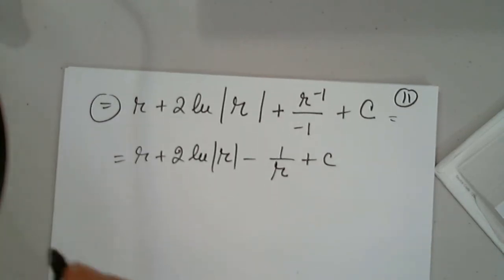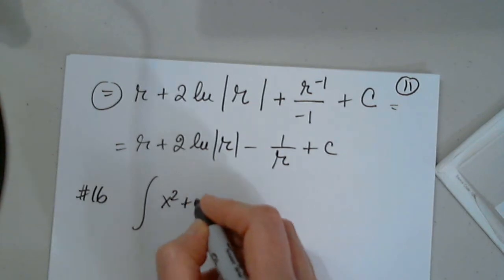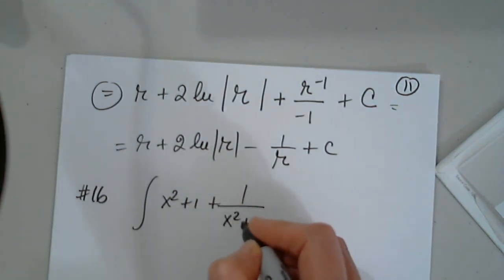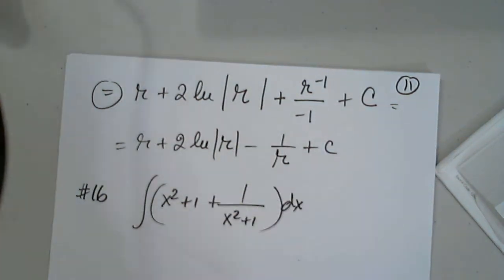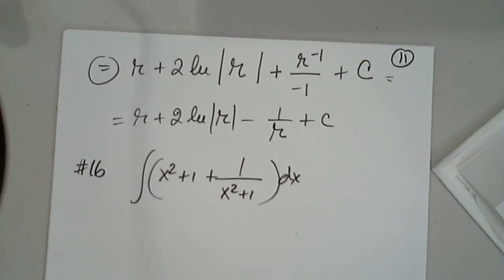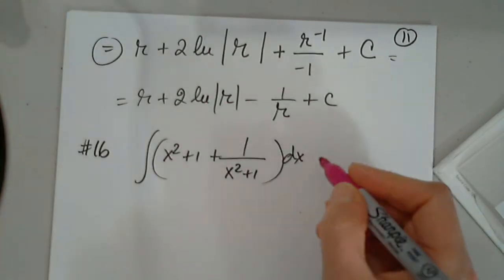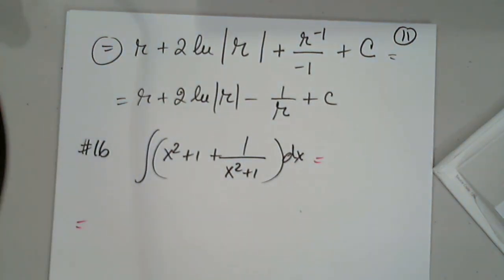Let's look at 16. So the integral of x squared plus 1 over x squared plus 1 dx. Okay, ready? Okay, can anyone give us an idea how to start? Or what will be the most general antiderivative?